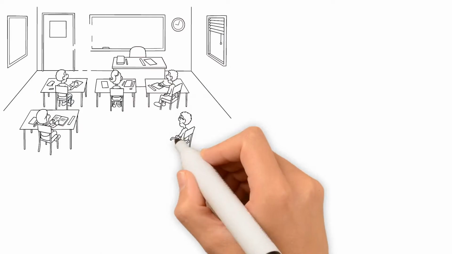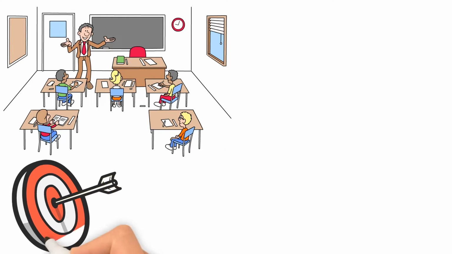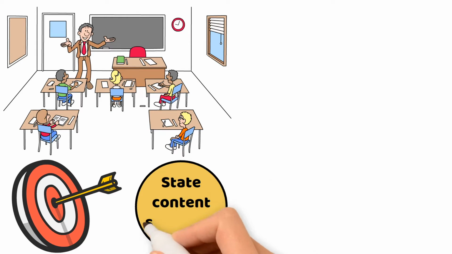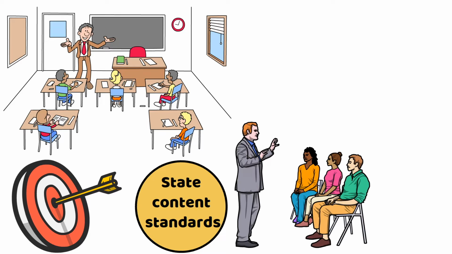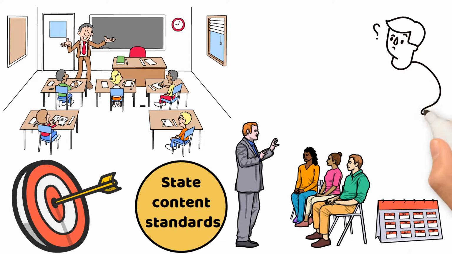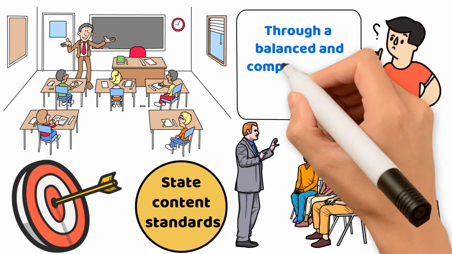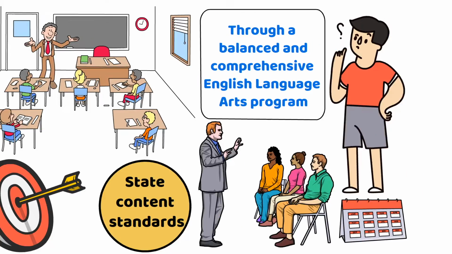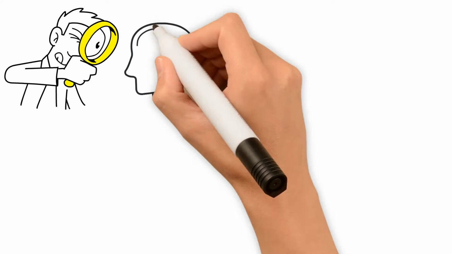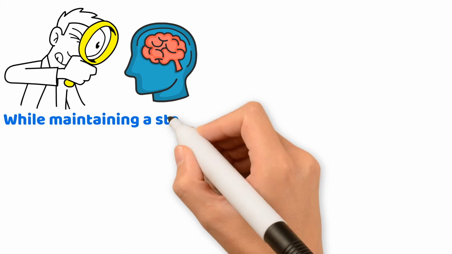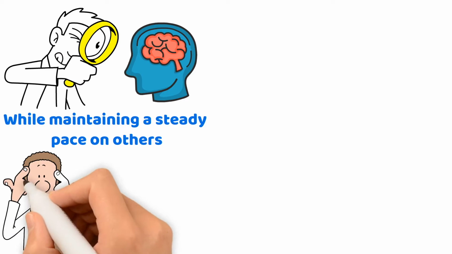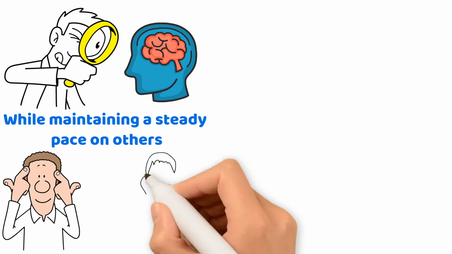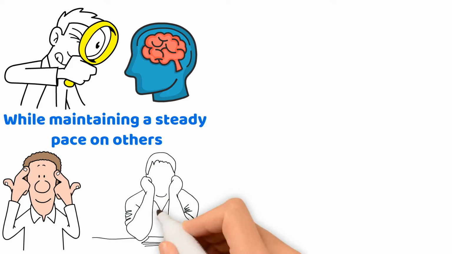When you step into your classroom, your mission is crystal clear. Help every student meet those crucial state content standards. Think of these standards as your teaching roadmap, guiding each child towards academic success by the end of the school year. Now, how do we achieve this? Through a balanced and comprehensive English language arts program. Balance is key. Focus more on skills your students struggle with while maintaining a steady pace on others. And remember, comprehensive means covering all skills without overemphasizing any. This dual approach ensures every student gets exactly what they need.